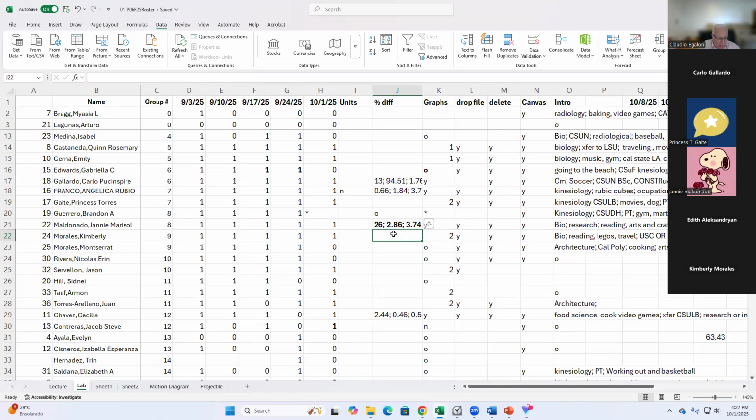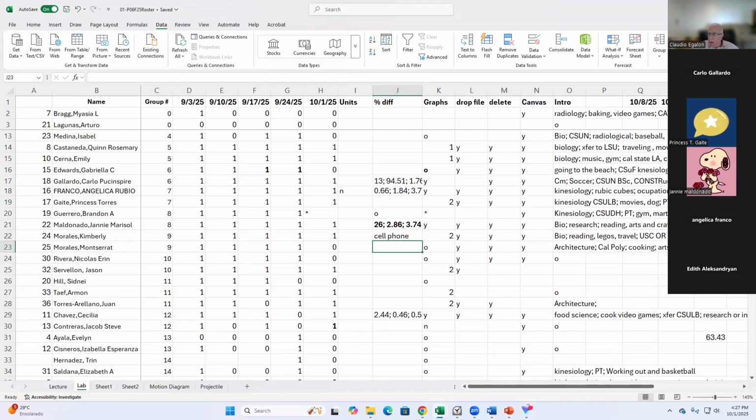Let me write that down here. Cell phone, and no computer. Montserrat, is Montserrat here? Montserrat is not here.